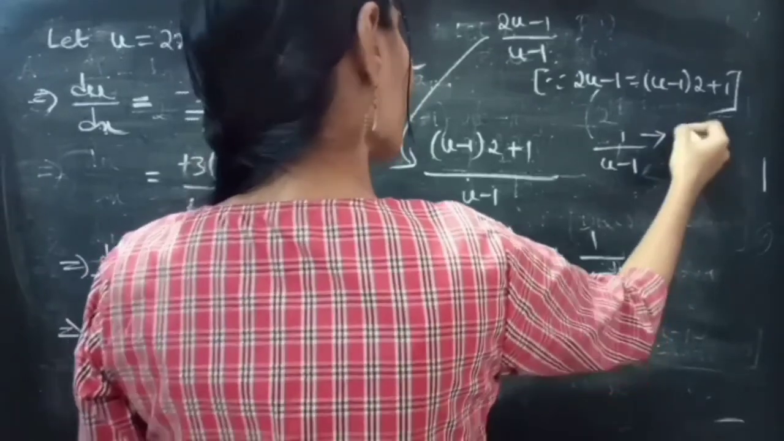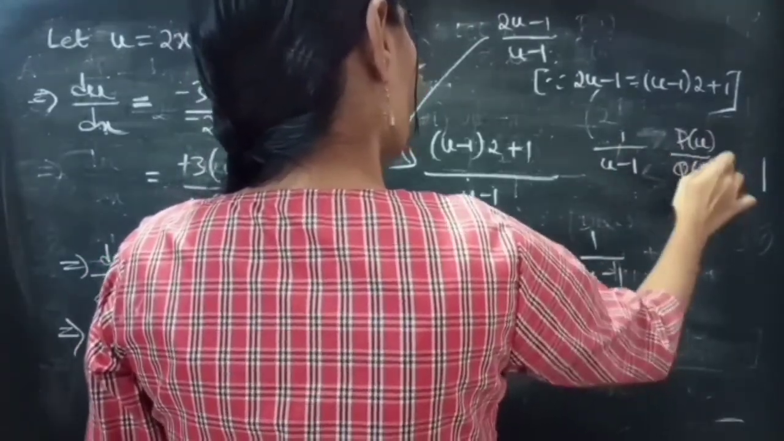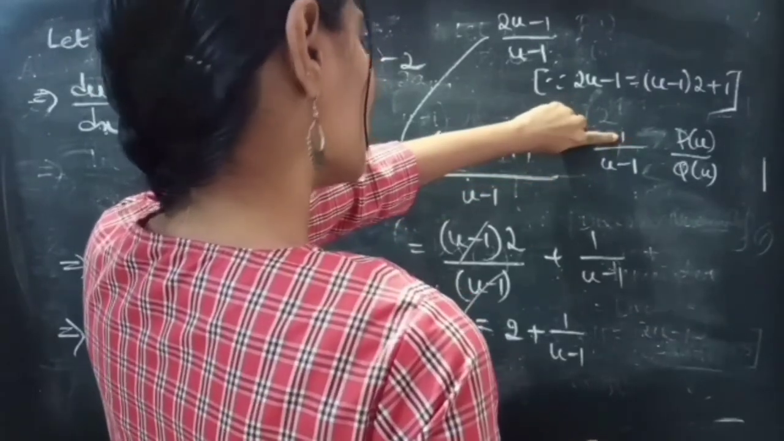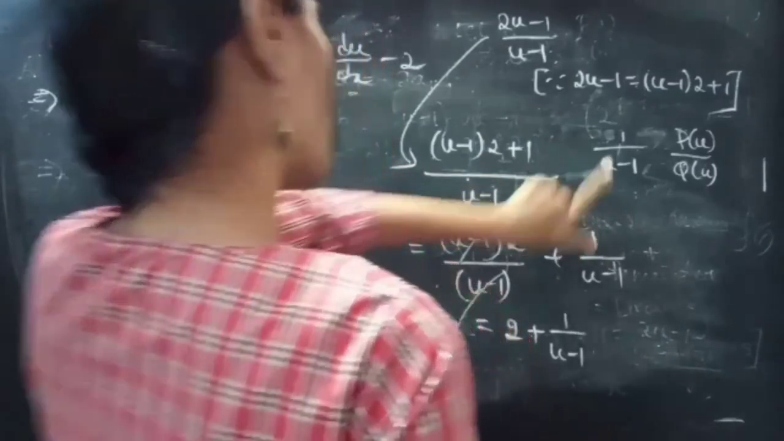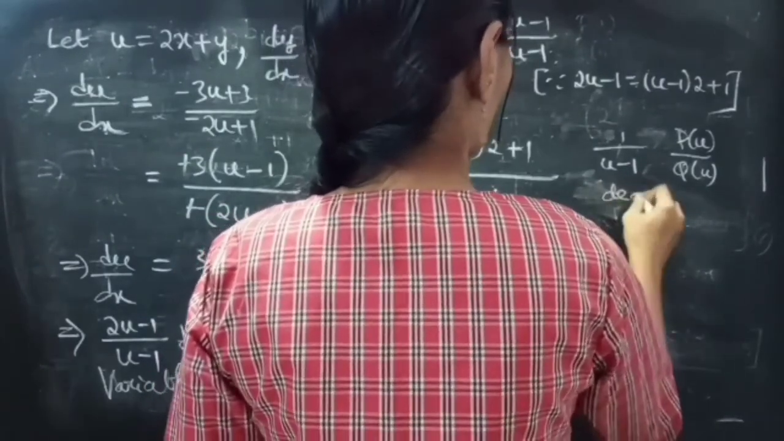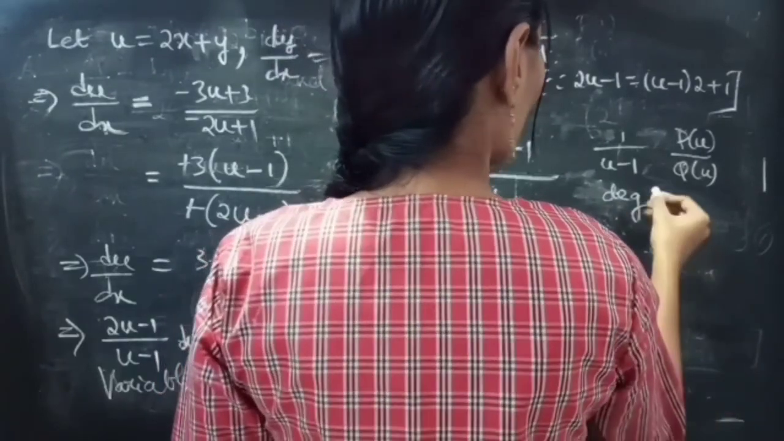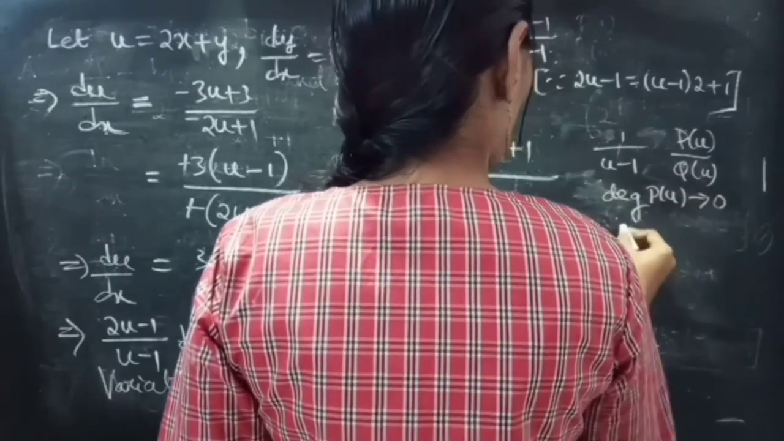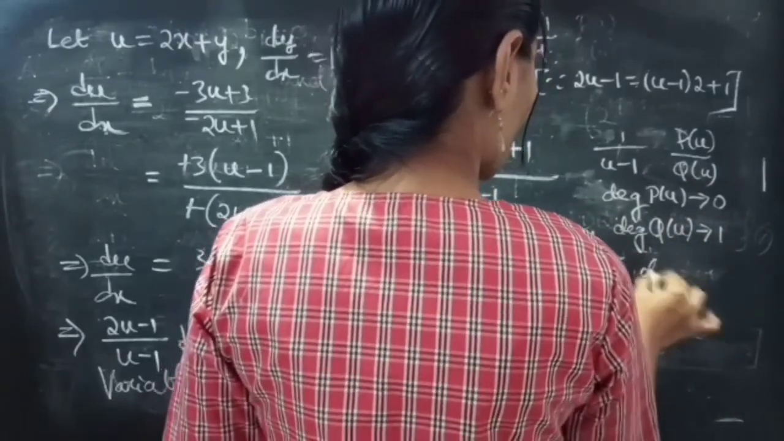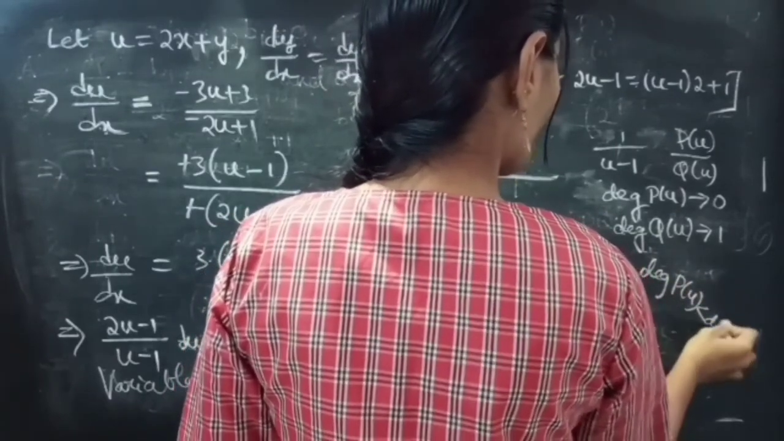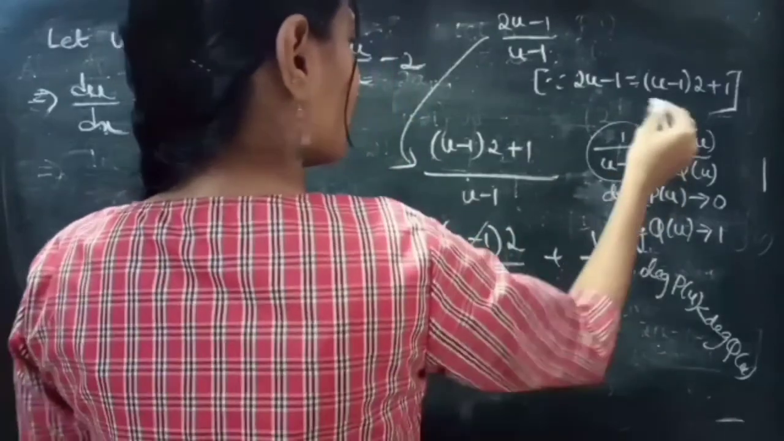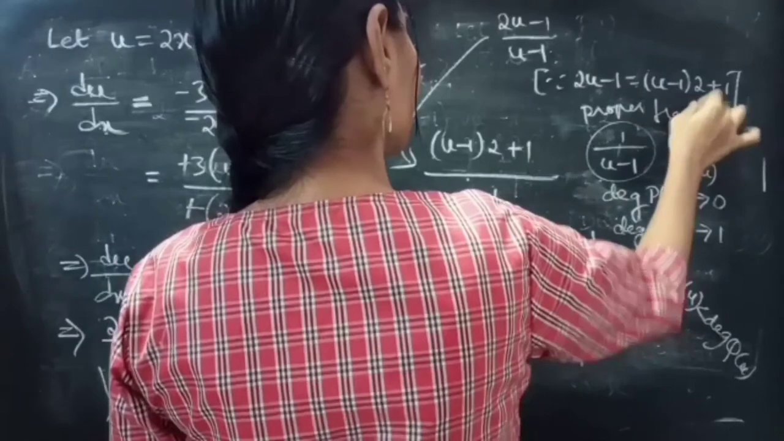If you represent it by some p of u by q of u, in the numerator you have a constant polynomial of degree 0, and the denominator is a linear polynomial. So the degree of p of u is 0, and the degree of q of u is 1. Therefore the degree of p of u is less than the degree of q of u. If the degree of p of u is less than the degree of q of u, we can say that the fraction is a proper fraction.